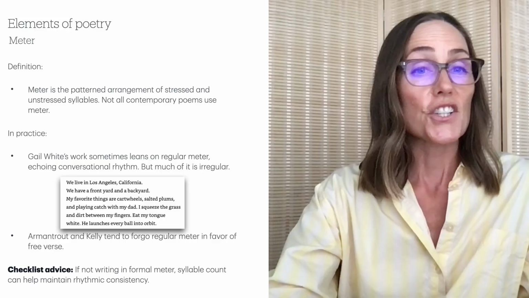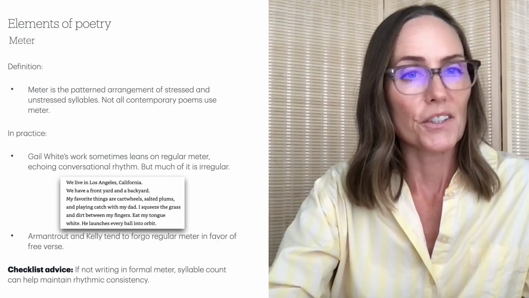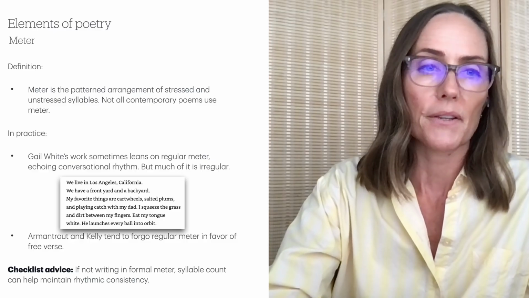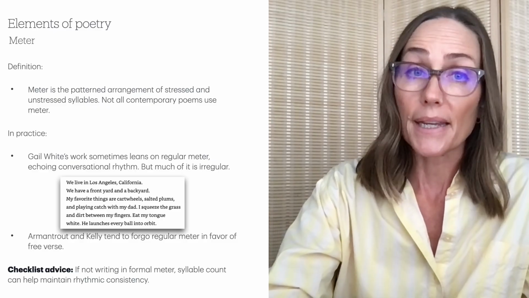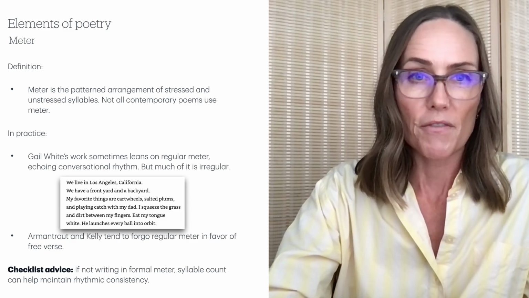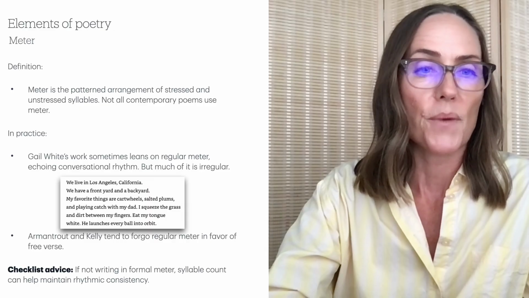Now you can hear just a little bit of that ta-da, ta-da, ta-da, but it's irregular. So sometimes we use it in a way that's regular and sometimes irregular. Armentrout and Kelly both tend to forego the regular meter in favor of free verse. And so you saw that in both of the poems that you read.